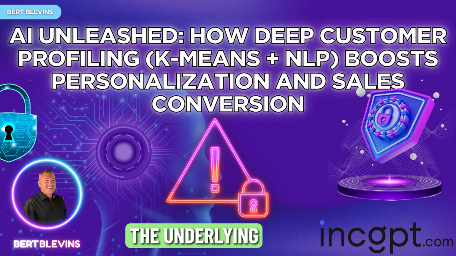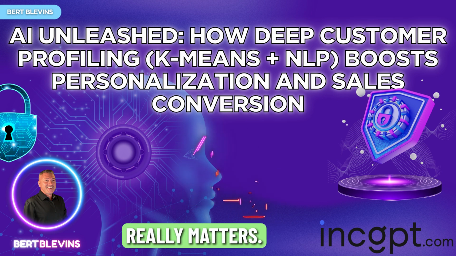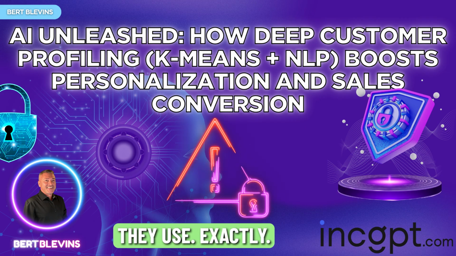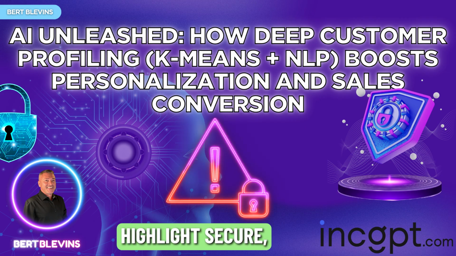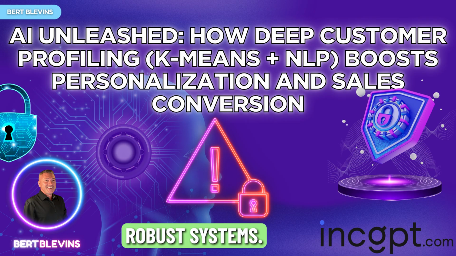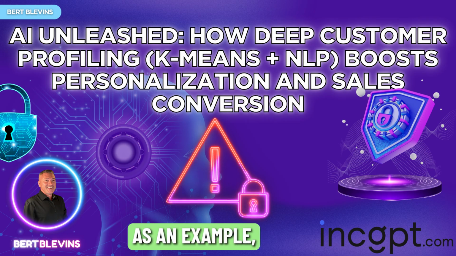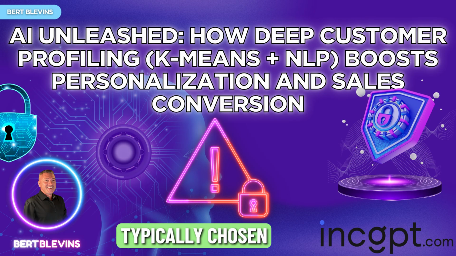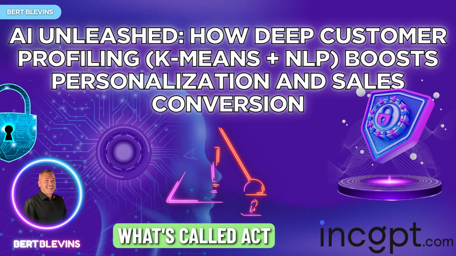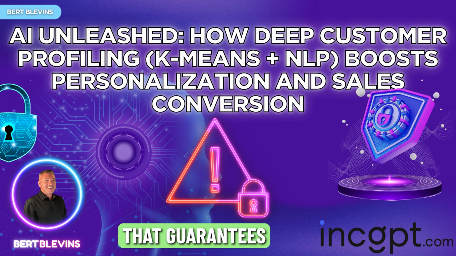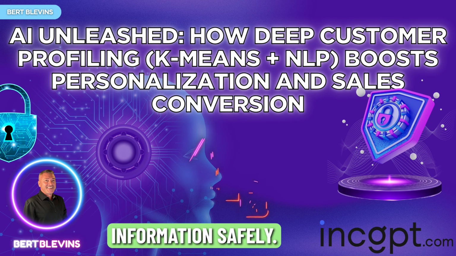And this is where the underlying technology, the infrastructure, really matters. Like the databases they use? Exactly. The sources highlight secure, robust systems, mentioning PostgreSQL as an example. Why something like PostgreSQL specifically? Well, systems like that are typically chosen because they're built for ACID compliance, that guarantees data validity, transactions are handled properly, and they have strong built-in encryption. These features are essential for handling PII, personally identifiable information, safely.